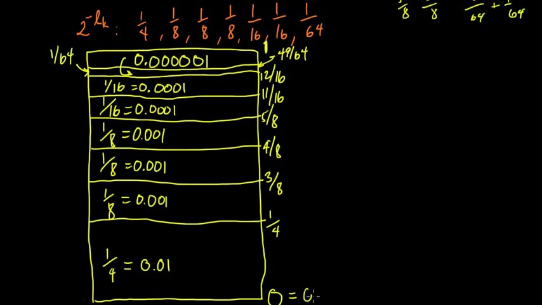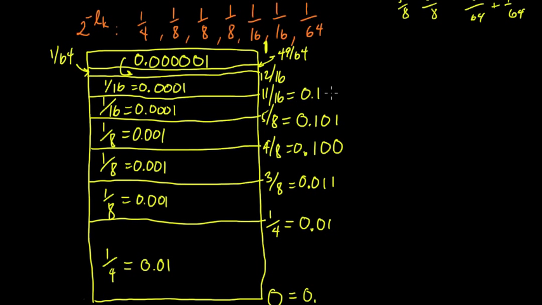Okay, so now let's write these in binary. So we have 0.01, 0.011. We add this and we add this again and we have to carry, 100, and now we add another one of those, 101, and add this guy, 1011. And the last we have to carry yet again, so we have 1100, and we don't need to do the last one.